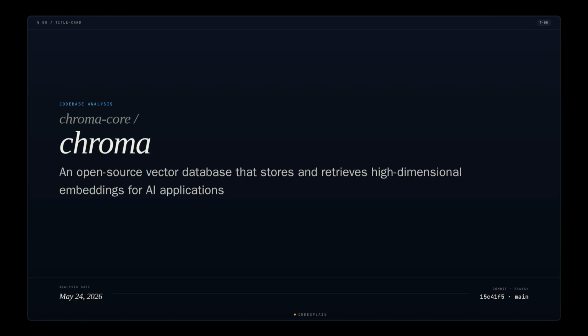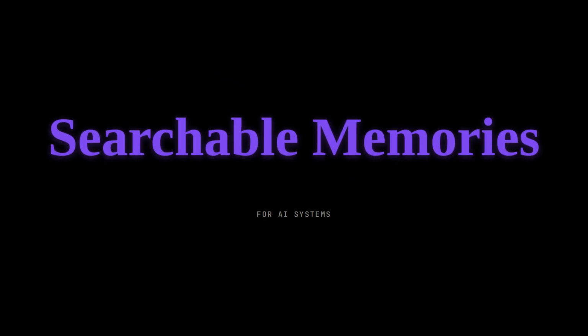Welcome. Today we're exploring Chroma, an open-source vector database that brings semantic search superpowers to AI applications. Let's see how it works. Chroma turns unstructured data like text, images, or code into searchable memories for AI. You add documents, Chroma computes numerical fingerprints called embeddings, and then you can search by meaning, not just keywords.